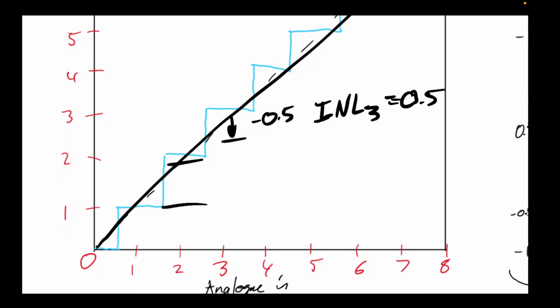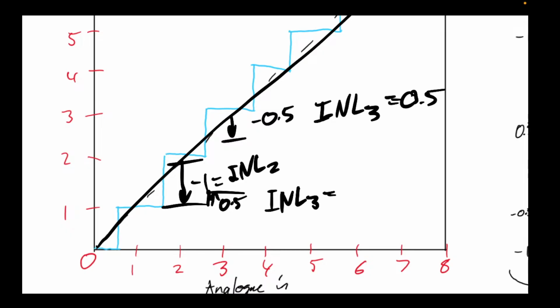However, if 2 instead was over here, we know that 2 is going to have an integral nonlinear error of minus 1. So I'll just put that as INL2. And if I get a half step over here for 3, I know the integral nonlinear error of 3 is going to equal minus 1.5, right? Because it is 1.5 from where it is meant to be. It integrates the error. All right, good stuff.